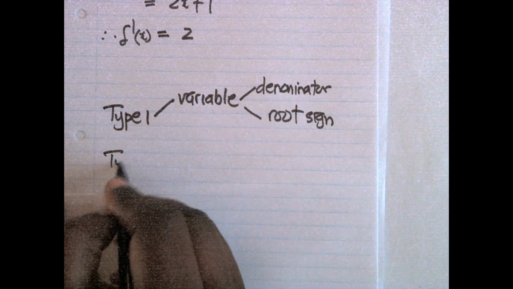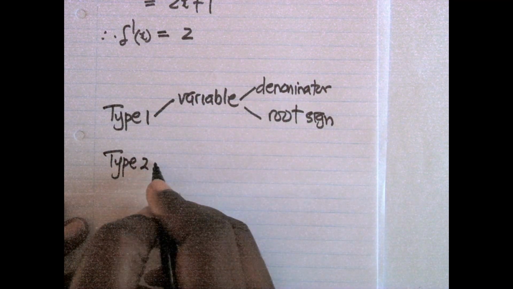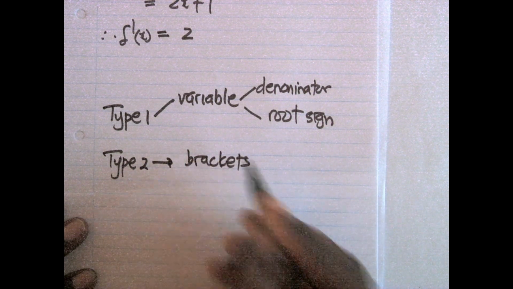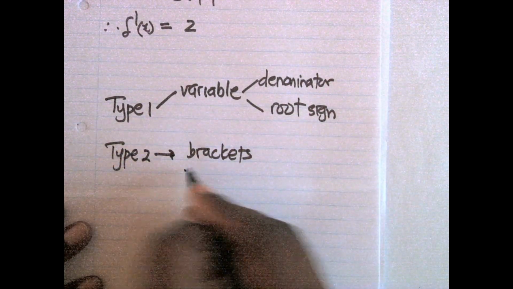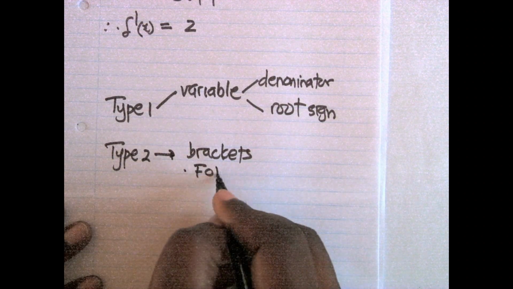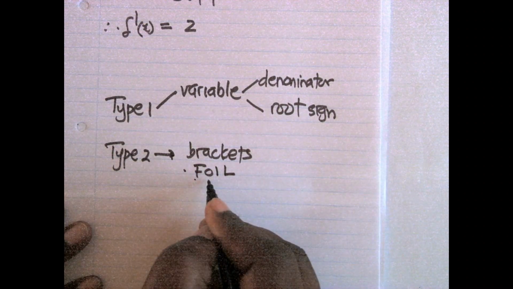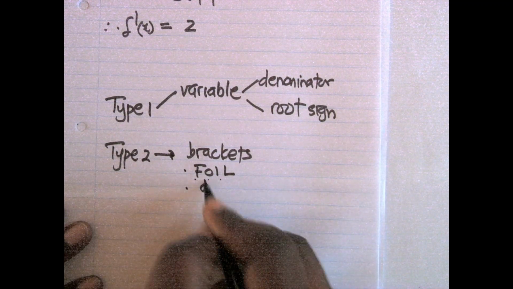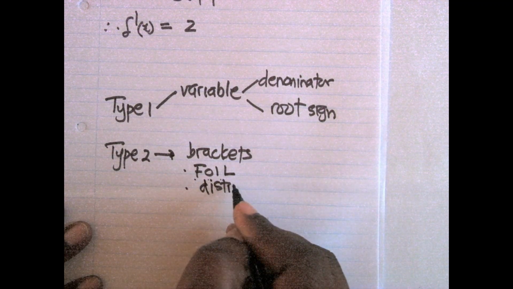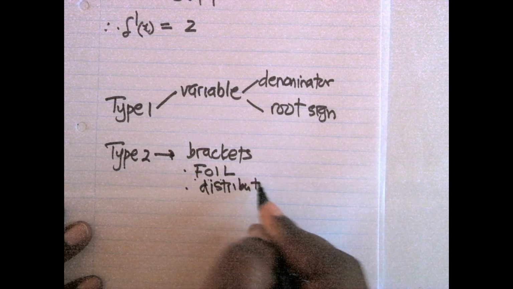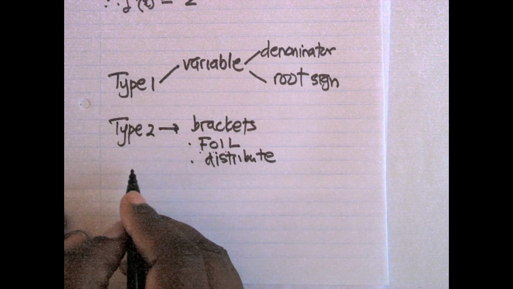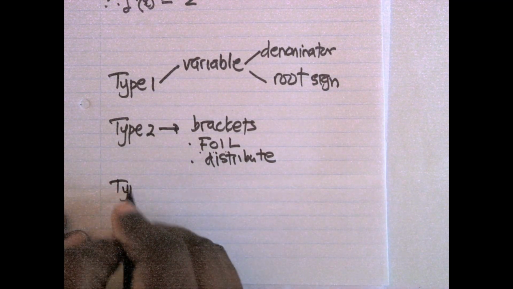Then in type 2, what did we talk about here? We talked about brackets, and we used the methods from the lower grades. Some people call it FOIL: first, outer, inner, and last. Some people prefer to use the word distribute, using the distributive property.